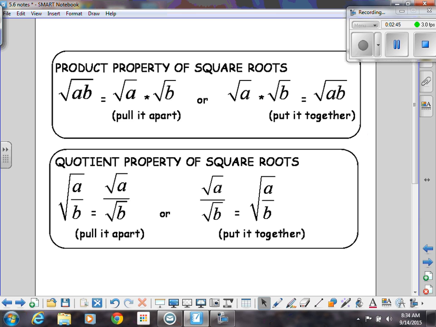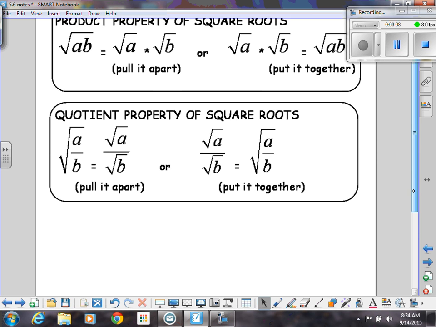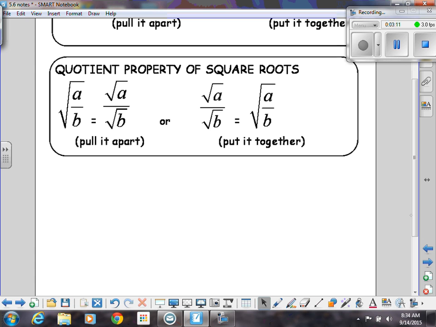So if we have square roots, we have two properties that we can use. We have the product property and the quotient property, and these are really nice. It allows us to simplify square roots depending on how it looks. If two things are multiplied underneath the square root, we can pull it apart, or if they're two separate square roots, we can put them together. And the same thing goes for the quotient property. If I have two things that are divided underneath the square root, I can separate them and make two square roots. Or if I have two separate square roots divided, I can put them together to make a single fraction underneath the square root. So why would we want to do that?